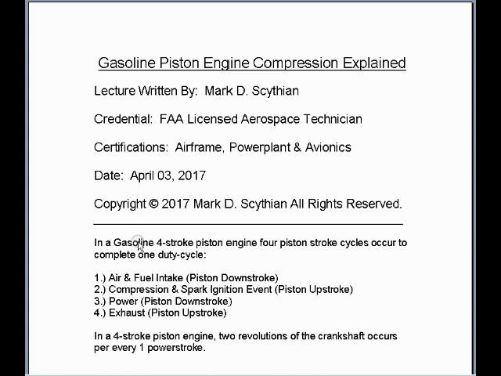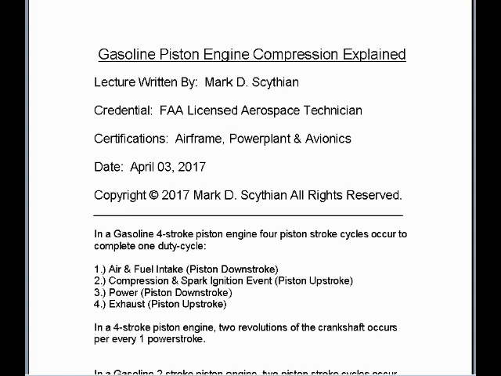In gasoline four-stroke piston engines, 4 piston stroke cycles occur to complete one duty cycle. Air and fuel intake on the piston downstroke, compression and spark ignition event on the upstroke, power on the piston downstroke, and exhaust on the piston upstroke. So in a 4-stroke piston engine, 2 revolutions of the crankshaft occur for every 1 power stroke.